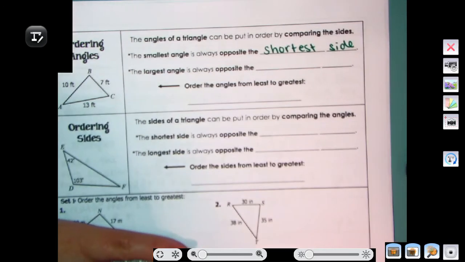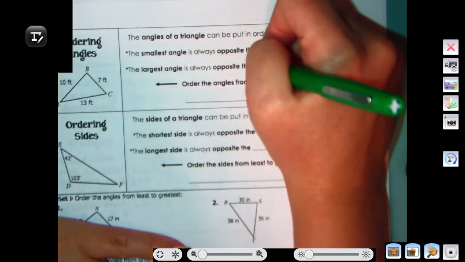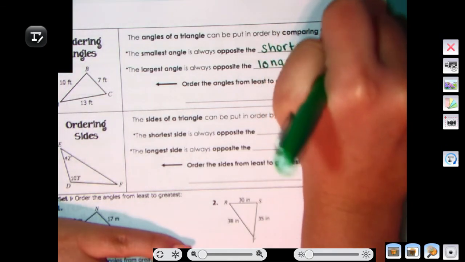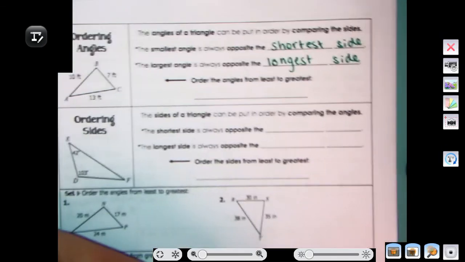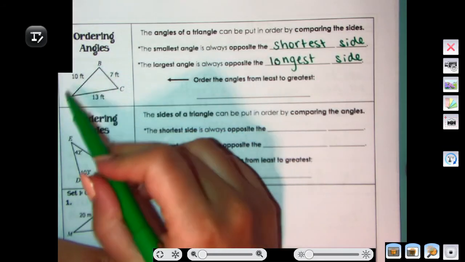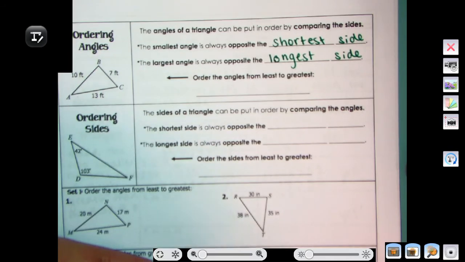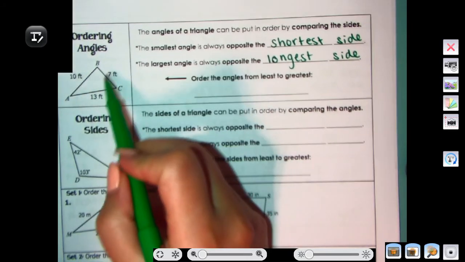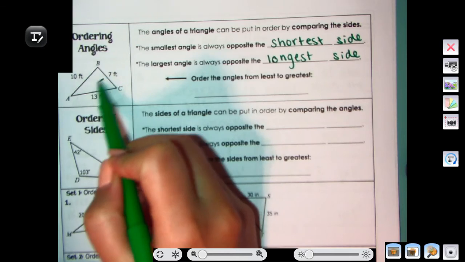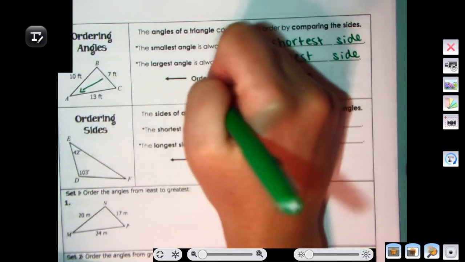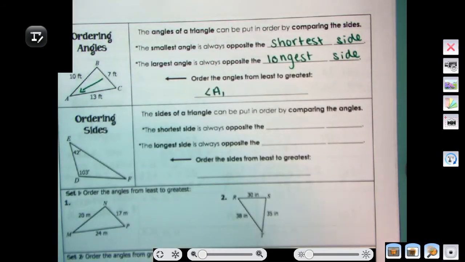And then the largest angle is always opposite the longest side. So you can always order the angles from least to greatest by just looking at the lengths of the sides. So my smallest side will be across from my smallest angle. So least to greatest. Here's my smallest side, right? 7. So the one opposite from that is A. So that means angle A is the smallest angle.